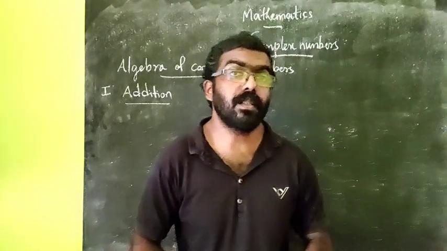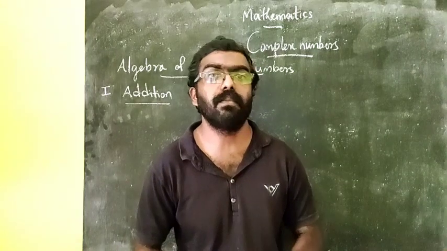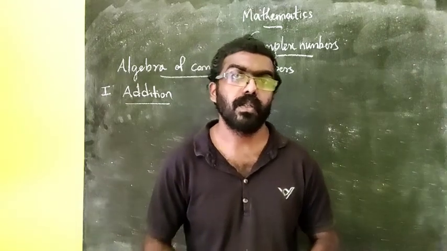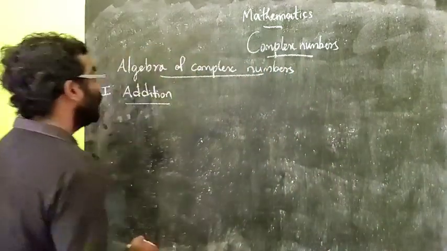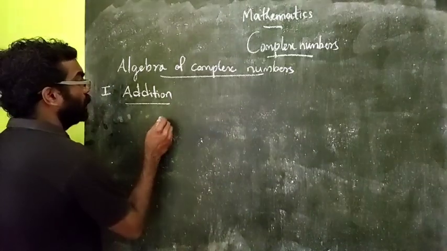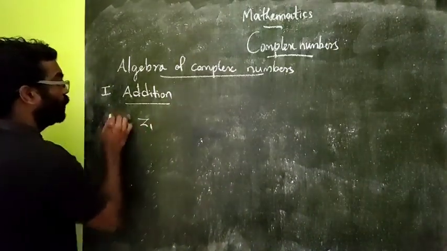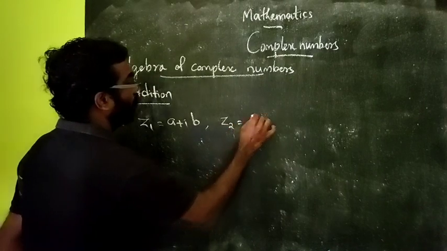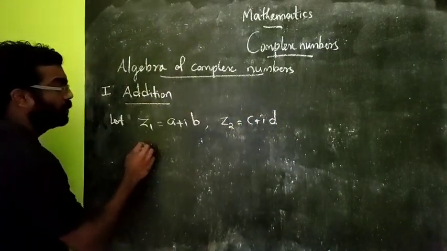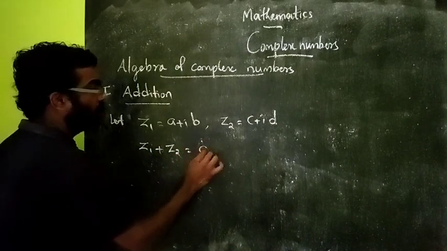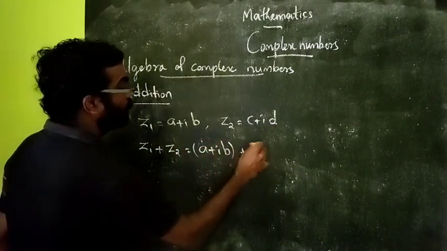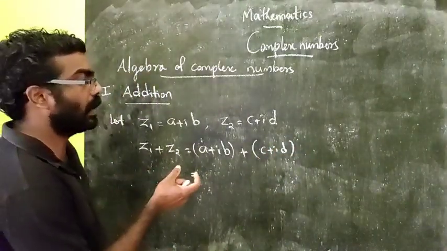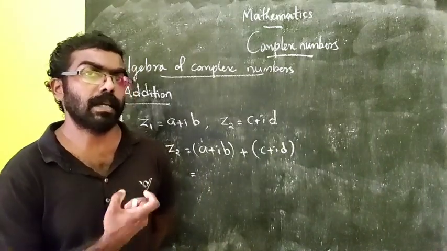Now we shall discuss the algebra of complex numbers. Algebra means the different operations, four operations: addition, subtraction, multiplication and division. Okay, so first of all we can discuss addition. How can we add two complex numbers? Let us consider two complex numbers, z1 is equal to a plus ib and z2 is equal to c plus id. z1 plus z2 is equal to a plus ib plus c plus id. The rule is we have to add the real parts and imaginary parts separately.